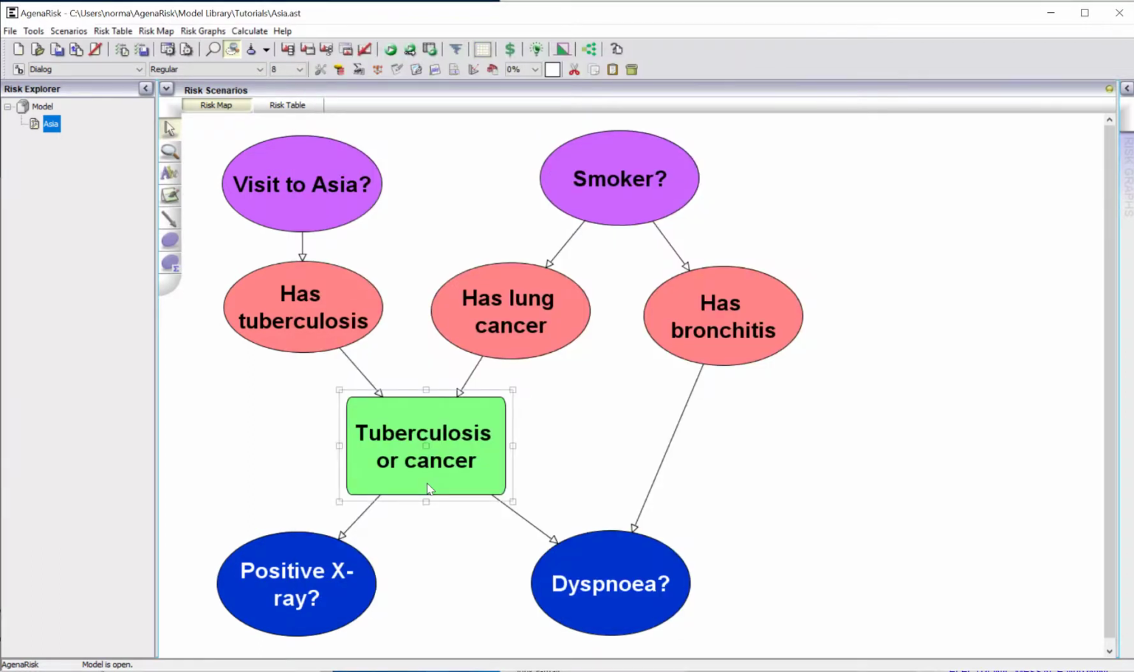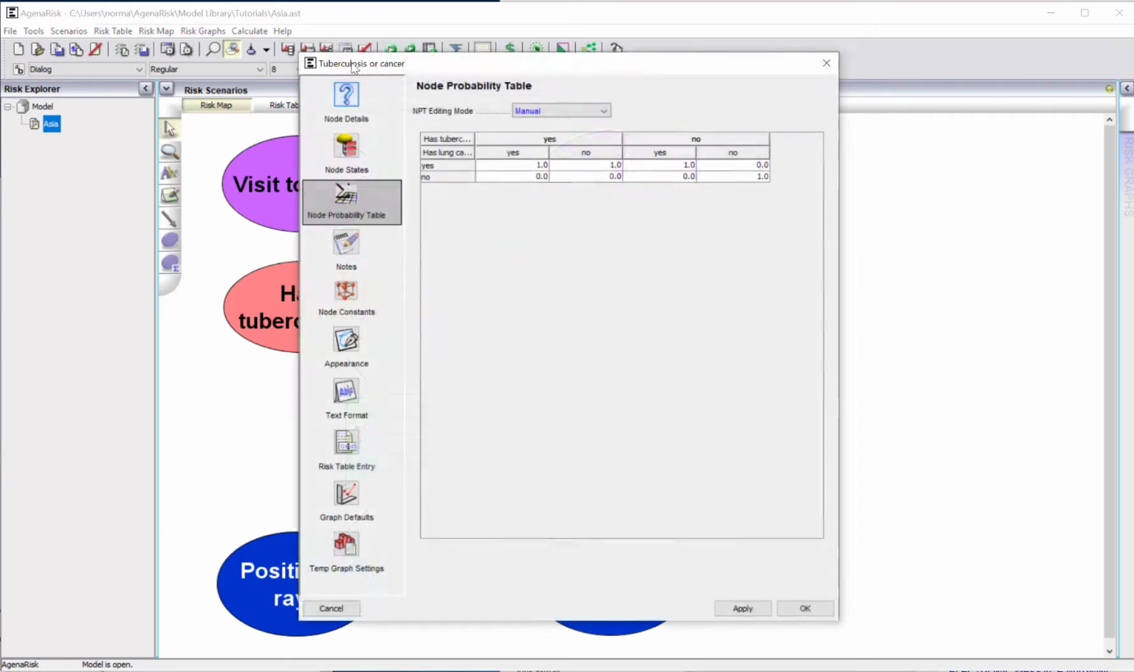This particular node here is just to make things a bit simpler. So this is tuberculosis or cancer. This is just saying if you've got one or the other. So that is simply a deterministic relationship. This is true if either one of tuberculosis or cancer is true. So if either of these are yes, it's true, and if both of them are no, then it's false, it's no.